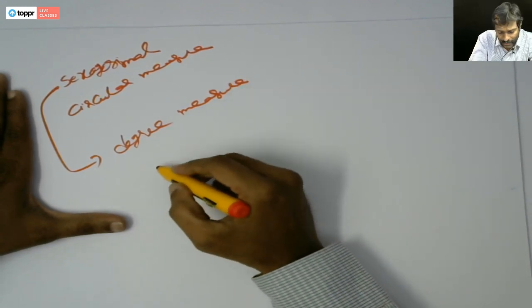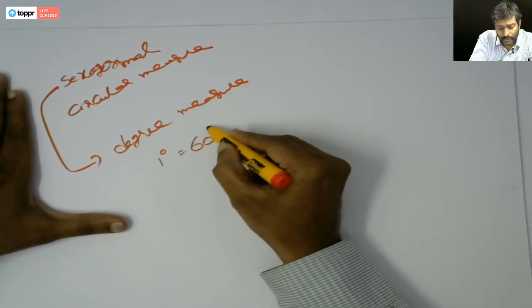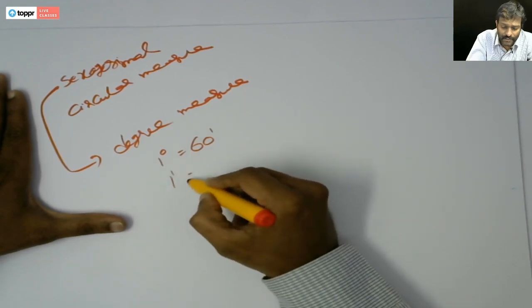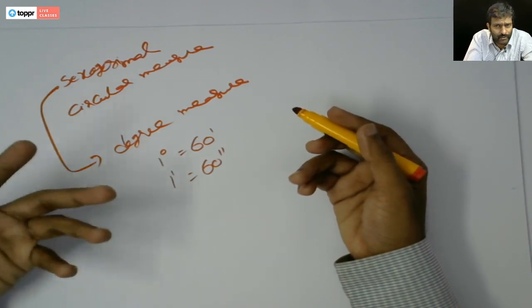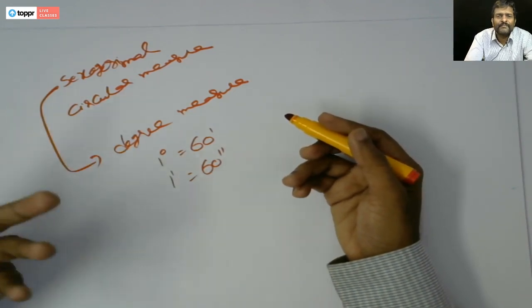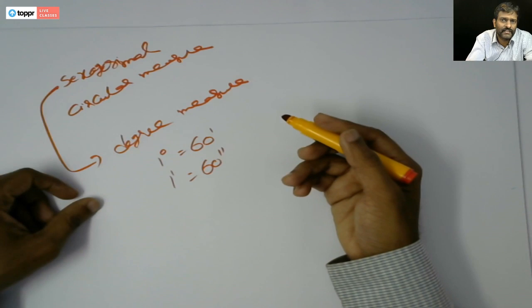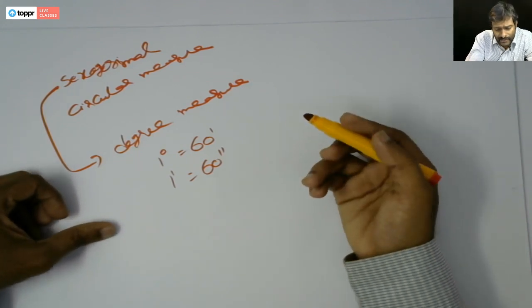You all might know that 1 degree is equal to 60 minutes and 1 minute is equal to 60 seconds, right? So when you come across angles in decimals, you have to take them into minutes and seconds, and then you do the calculations accordingly.